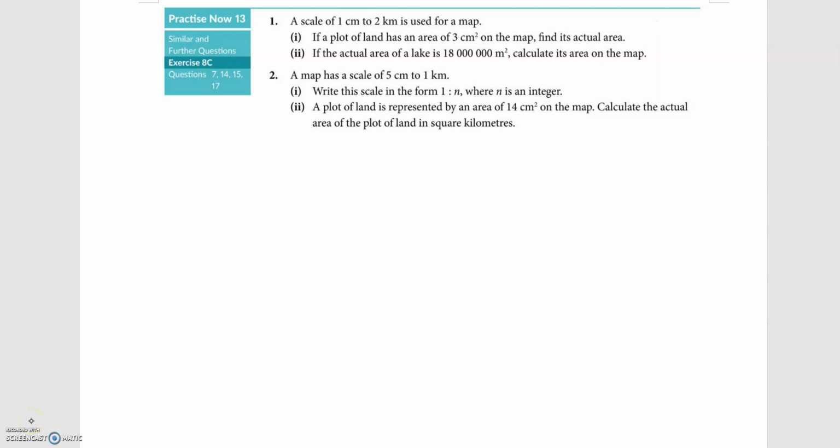This video guide will go through these two questions where we look at areas on a map and areas in actual.